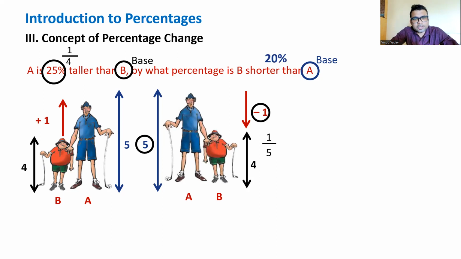So by what percentage is B shorter than A? 20%. Please don't think like that, that A is 25% more than B, so B is 25% shorter than A. No, no, no. This is percentage here. Base is important, as we had seen initially.